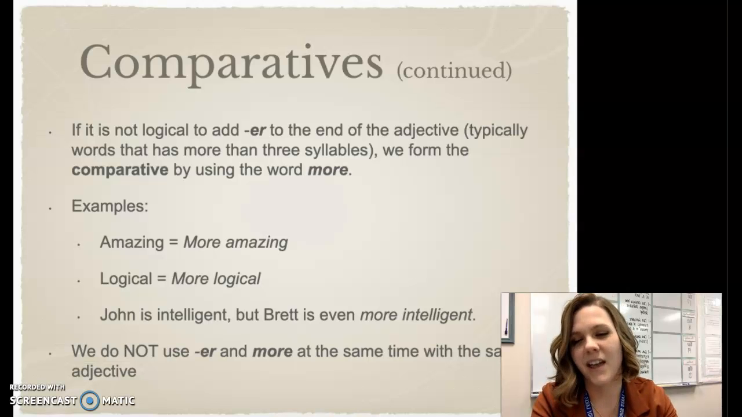So let's take a look at another example. It says, John is intelligent, but Brett is even more intelligent. Again, I'm comparing two items. I have John and I have Brett. Because I'm comparing two things, I need to use the comparative. However, it doesn't make sense to add er, so I'm going to form that comparative by using the word more.